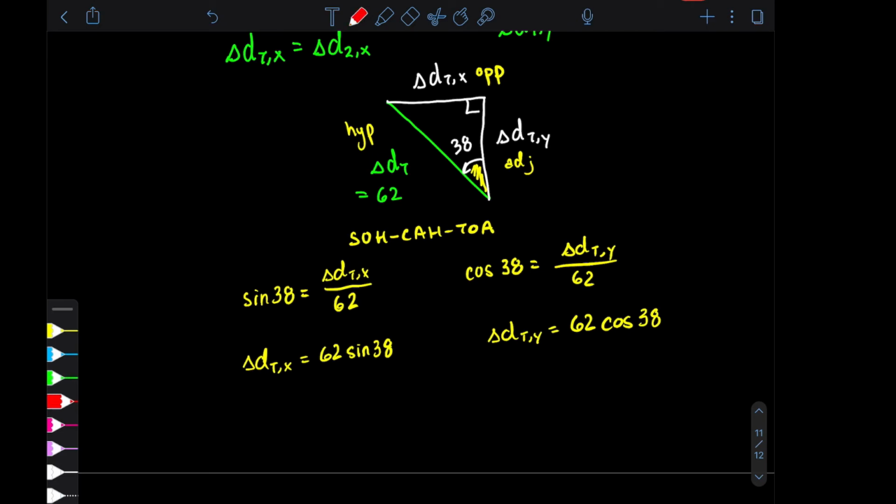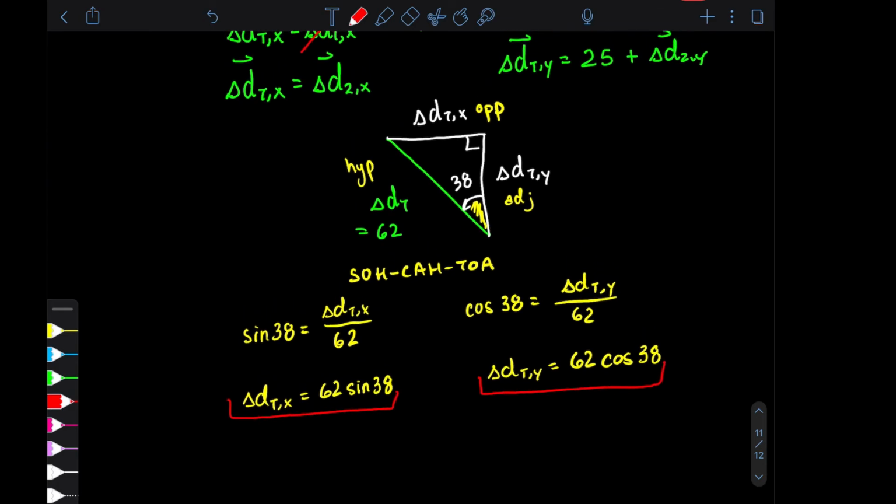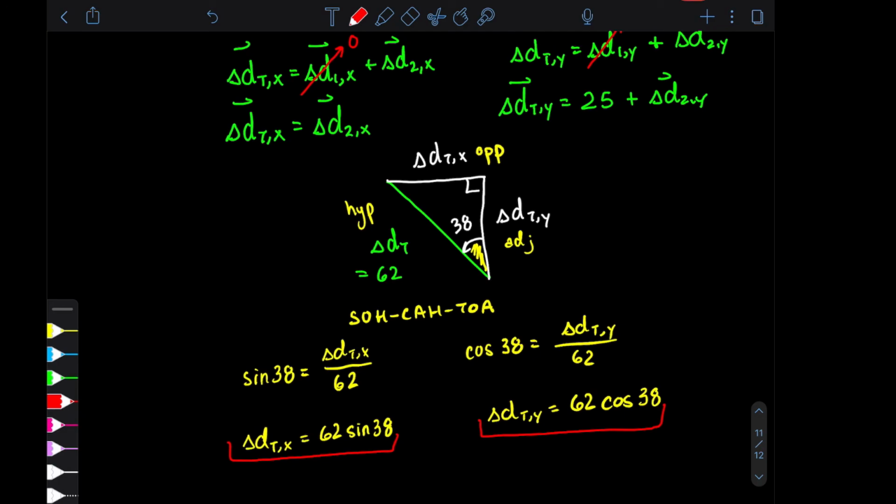So here we have found the two components, which means we can plug them back into the equations that we were using before for delta dtx and for delta dty. But we are dealing with vector quantities, so we still have to consider the directions. Delta dtx is pointing to the left, so we have to take it as negative, and delta dty is pointing upwards, so we have to take that as positive when we're putting it back into the formula.